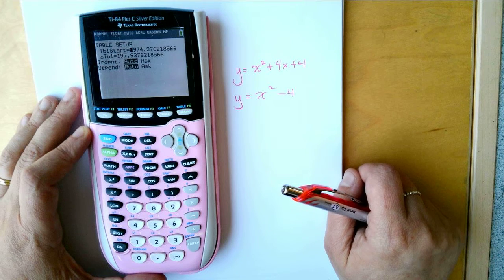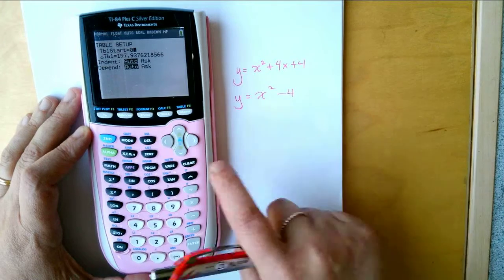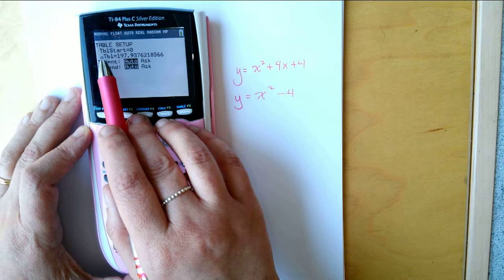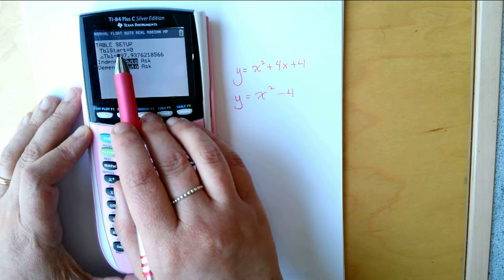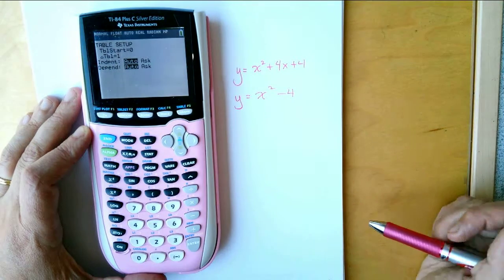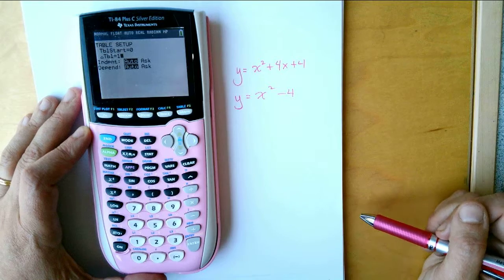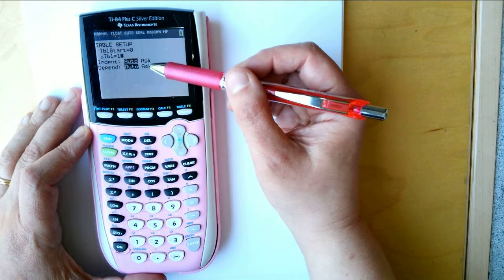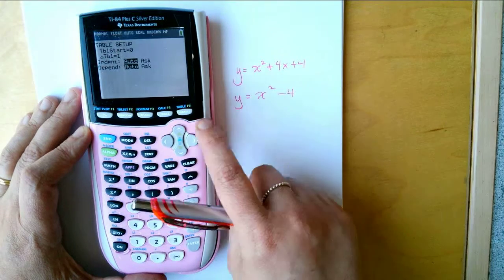Where do I want to start the table? Usually around 0 would be helpful. And how do I want, this triangle means change, how do I want the table to change? I want it to count by 1. So that should be the typical setup, and then you do want it to auto-generate. If you switch that over to ask, then you have to constantly put in the numbers.